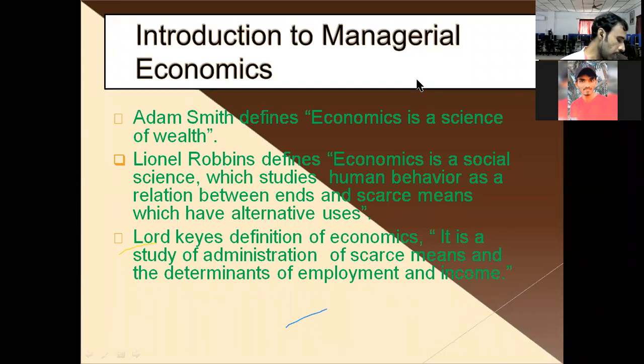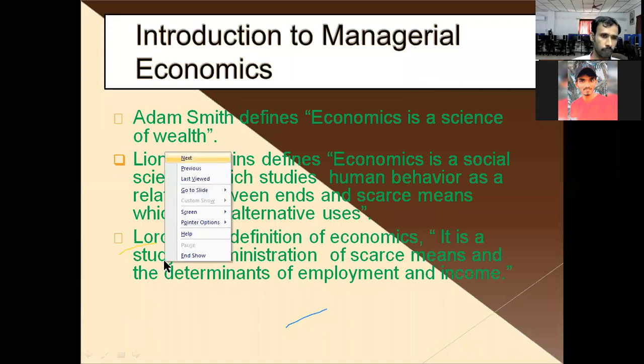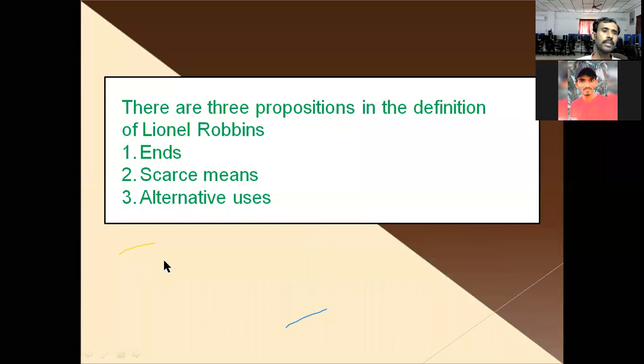So this is the second definition proposed by Lionel Robbins on economics. And as per this definition, Lionel Robbins says that economics is nothing but utilizing a limited amount of resources in order to gain more satisfaction. Let me explain this definition here. You can see some 3 propositions in that definition.